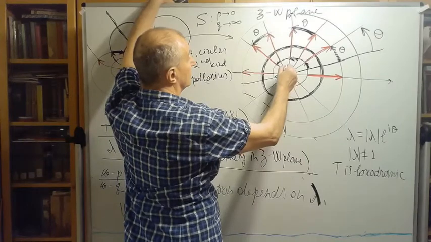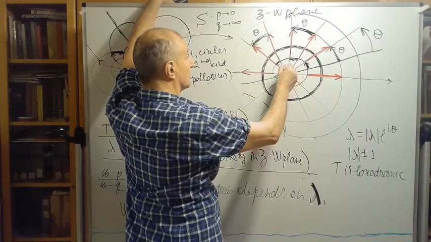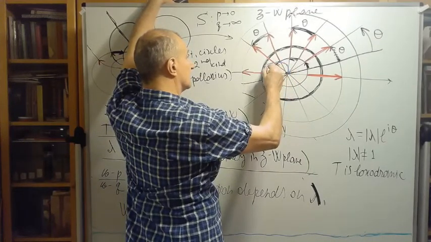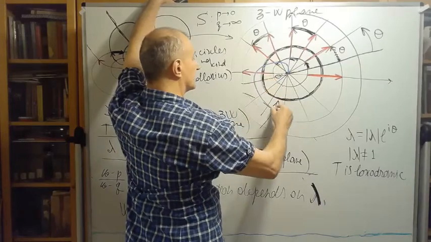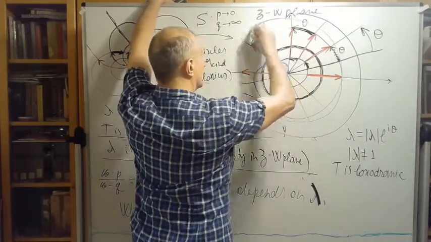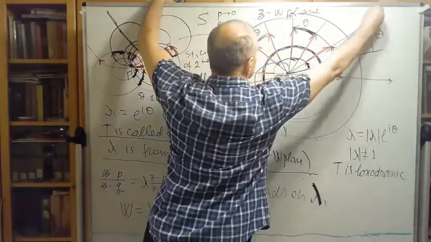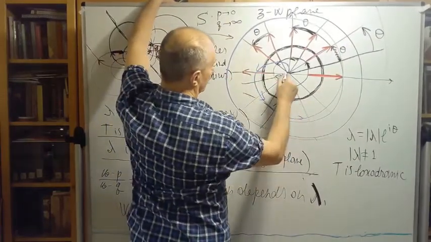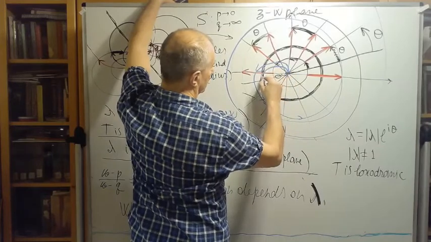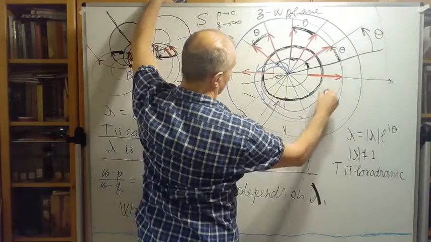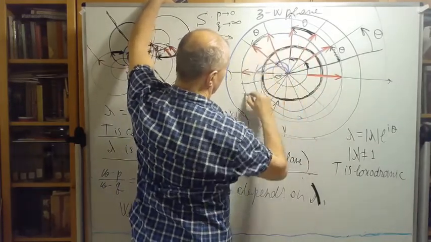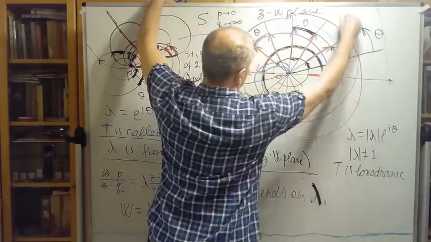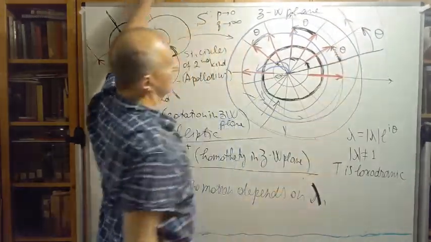So it must go along. It starts along the line, but then it also rotates. So it goes, and approaches infinity, like this. And nearby will go like this. And so on and so on.